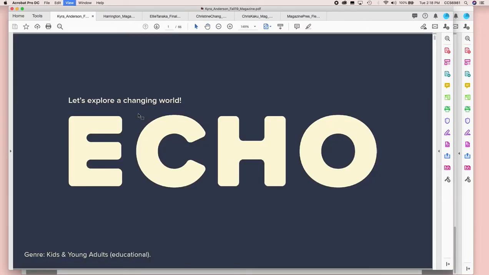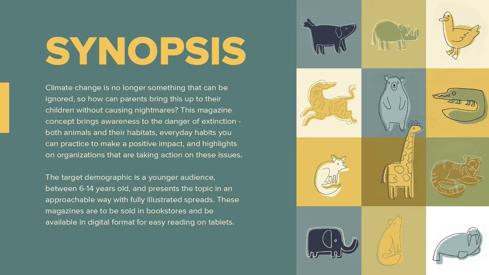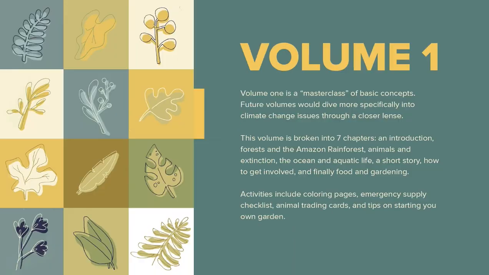This was Kira. Kira started her project in the summer where she did all of her own illustrations and wrote all of her own content, I believe. And she did a book for kids and young adults, educational, and it's about climate and the world and talking about serious issues. And it was called Echo, and her tagline was "Let's explore a changing world." And so this is a synopsis.